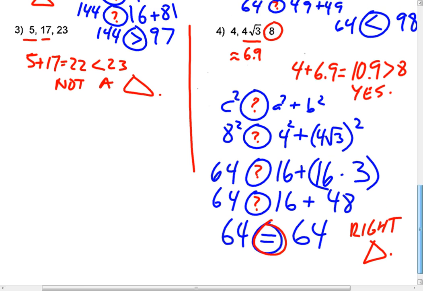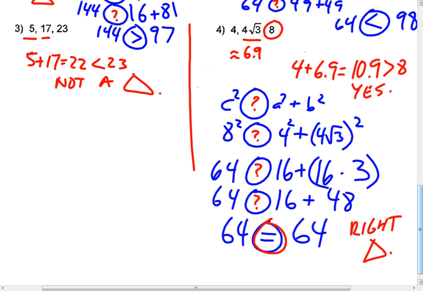Even though 4 radical 3, 4, and 8 make a right triangle, why isn't it considered a Pythagorean triple? Because it's not one of them. They're not integers. They're not integers. We use the term Pythagorean triple when we have whole numbers. And here we've got a radical. So it makes a right triangle, we just don't classify it as a Pythagorean triple.